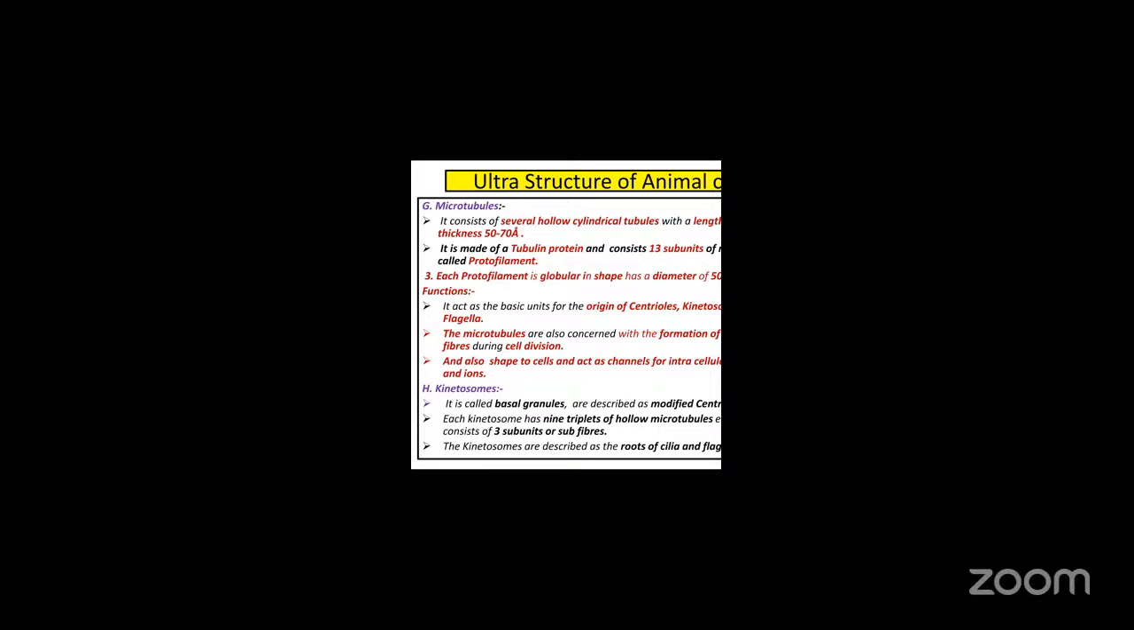Microtubules, like the centrioles, play a very significant role. It acts as the basic unit for the formation of the centriole, kinetosome, cilia, as well as flagella, and it is concerned with the formation of the asters as well as the spindle fibers during cell division. It also gives shape to the cells and acts as a channel for the intracellular transport of water as well as ions.